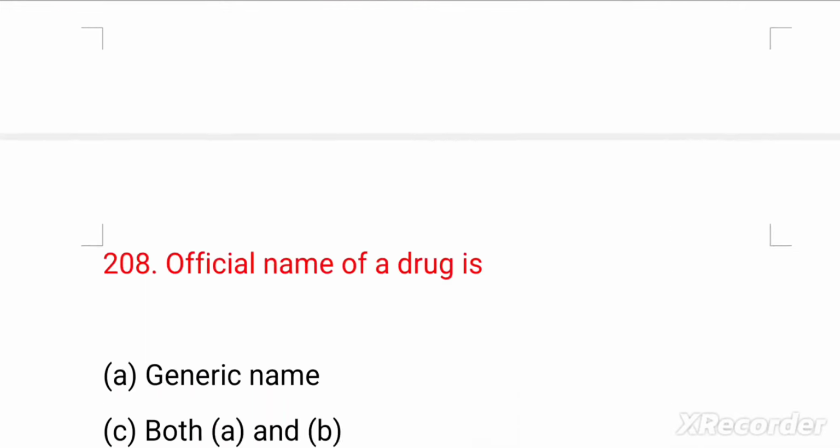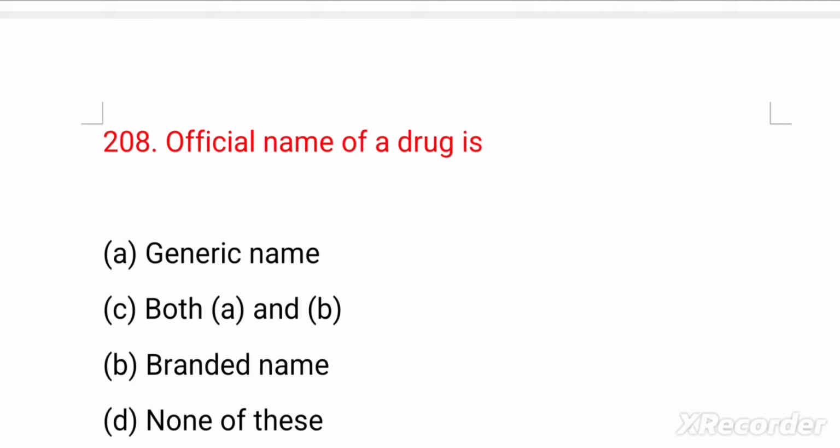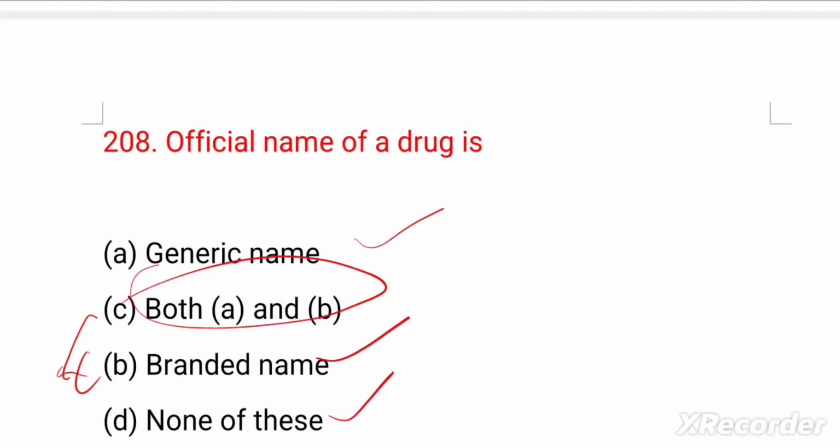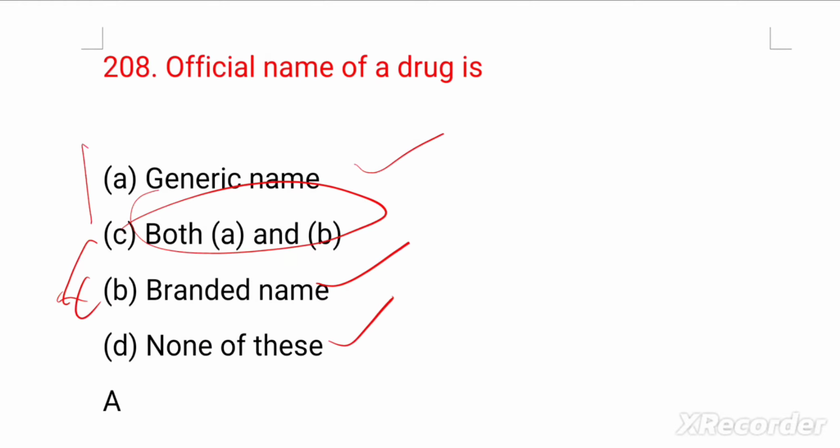Next question: official name of a drug is, options are generic name, branded name, none of these, both A and B. Answer is A, generic name. Official name of a drug is generic name.